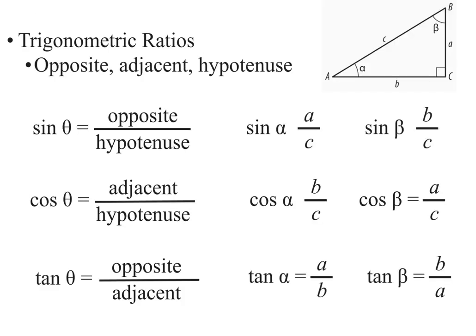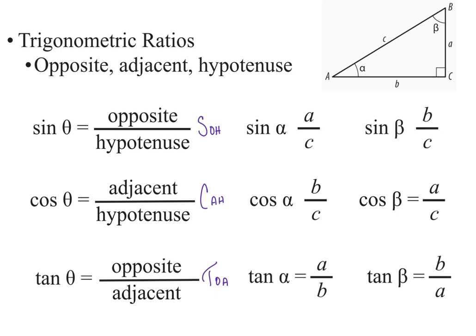The next thing, which should be very familiar to some of you, is trigonometric ratios. My sine is opposite over hypotenuse. My cosine is adjacent over hypotenuse, and my tangent is opposite over adjacent. SOHCAHTOA is how we remember it.